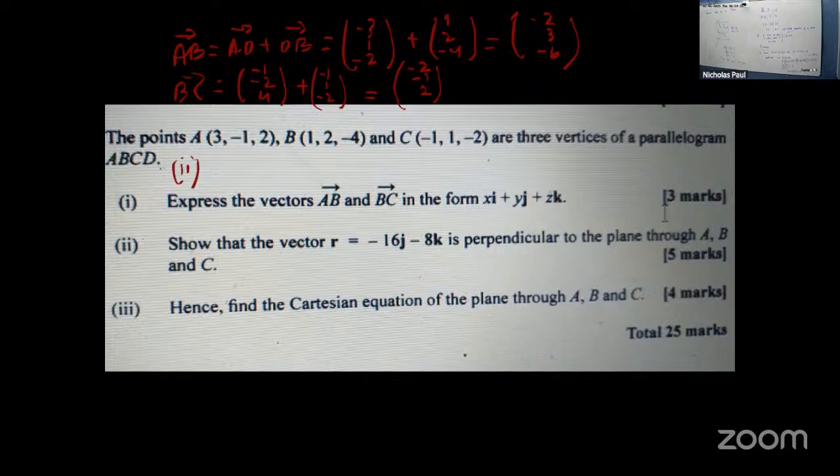It should have something perpendicular. The dot product. Dot product is 0, right? So you're multiplying R by what? Multiply R by AB and it should get 0.